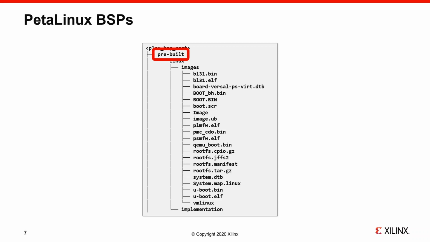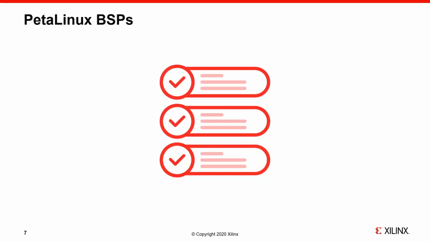By copying to an SD card the boot.bin and image.ub, you can boot up Linux immediately on the corresponding evaluation board. Or you can use the PetaLinux BSP as a known good starting point for your Linux development on this board.